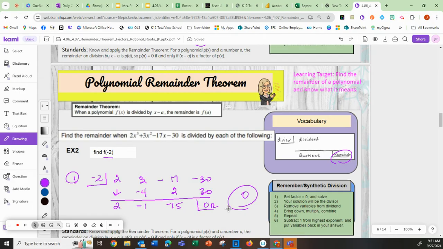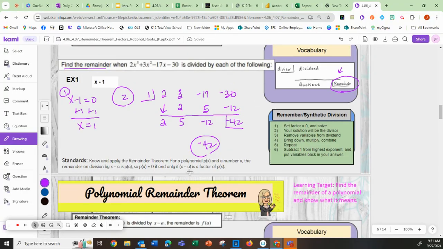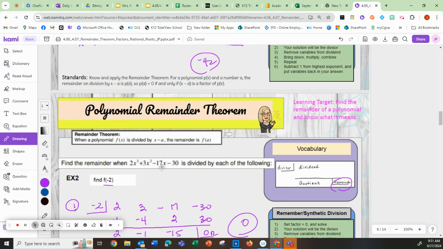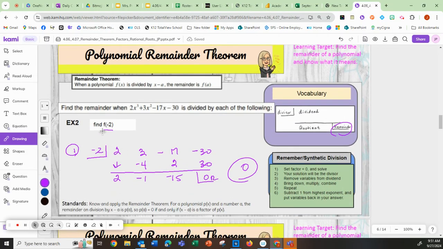So you could see it either way. Same set of directions. This way they're giving you a factor, and your first step has to be set that factor equal to 0 and solve. And then this is what you're dividing by using synthetic division. If they give you the problem as f parentheses of a number or g parentheses of a number, then that is the exact number that you are using to do synthetic division with.